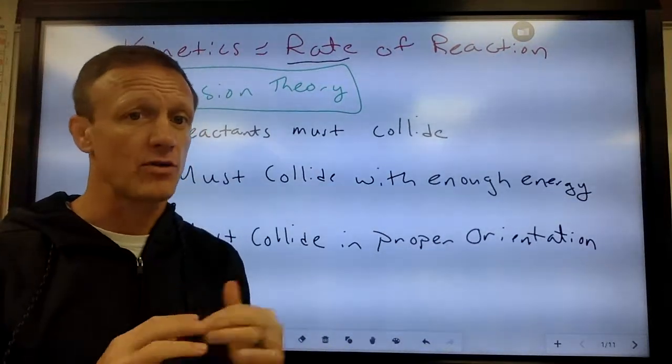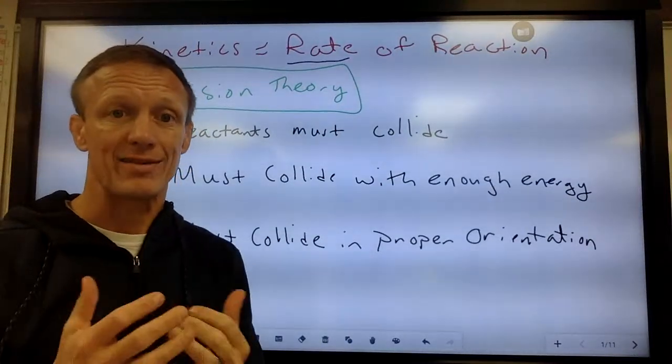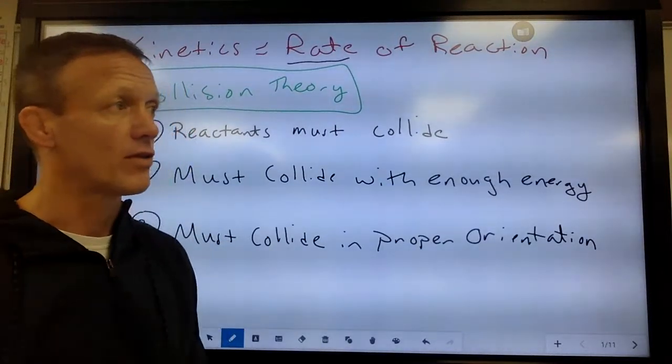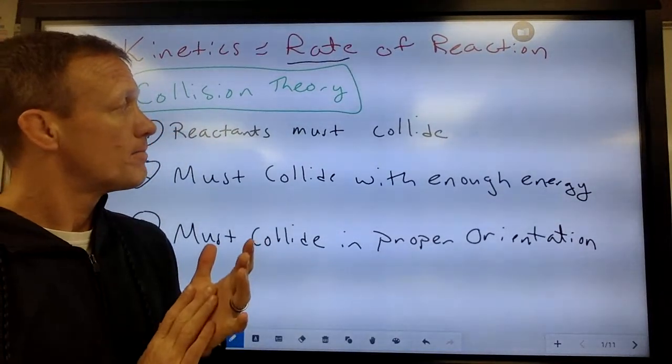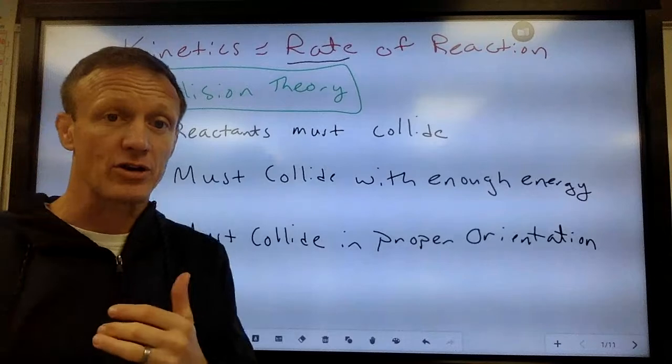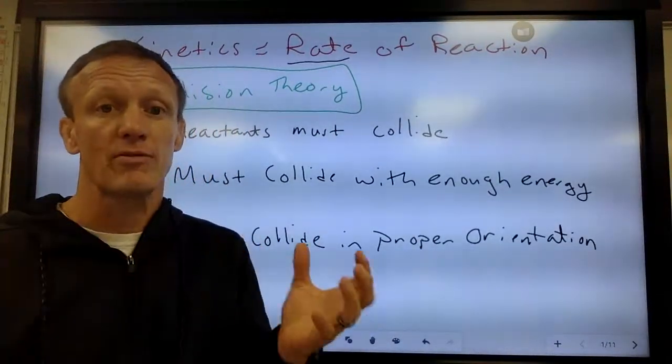Some reactions happen very, very quickly. Some happen very slowly, like the rusting of iron. It's a fairly slow reaction, doesn't just happen overnight. And sometimes we want to speed reactions up, sometimes we want to slow reactions down. Certain medicines go in your body, they don't want those things to happen very, very fast.